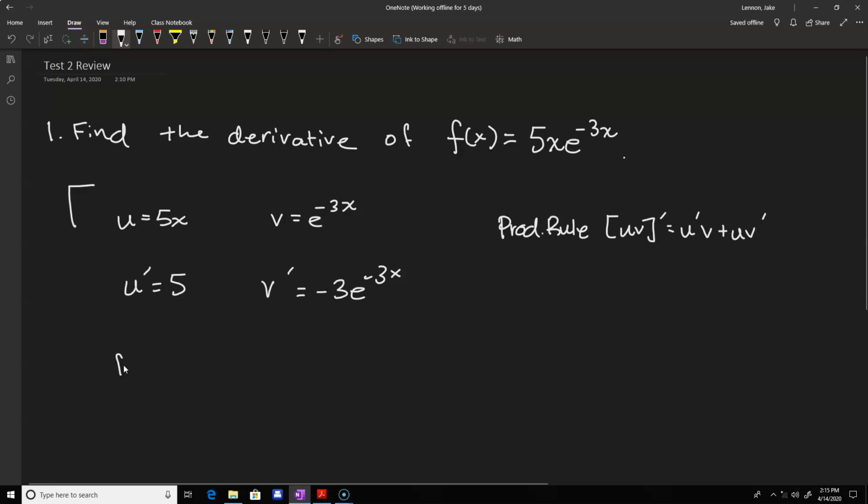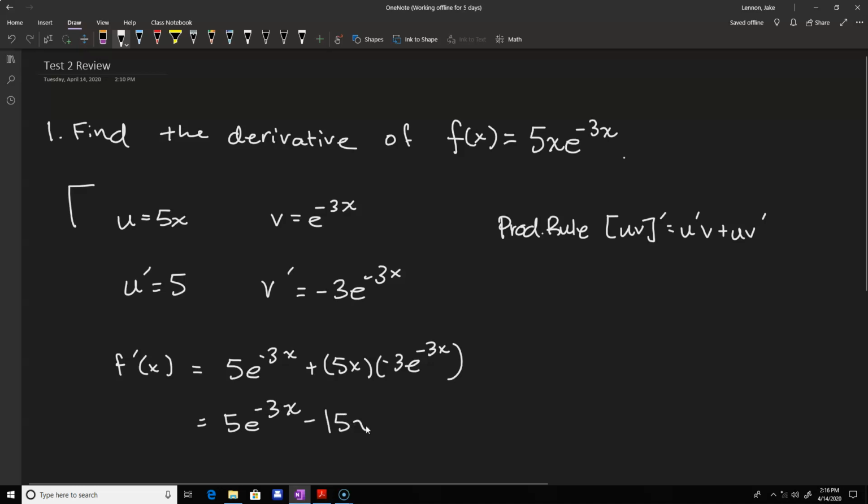So the derivative here, f prime of x, will be 5 times e to the minus 3x plus 5x times negative 3e to the minus 3x. And we can simplify that a bit by multiplying the coefficients. So your final answer will look something like 5e to the minus 3x minus 15x e to the minus 3x. And that's that. You don't really have to go any further there.